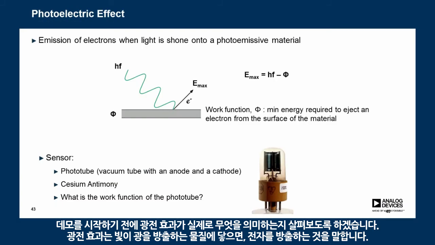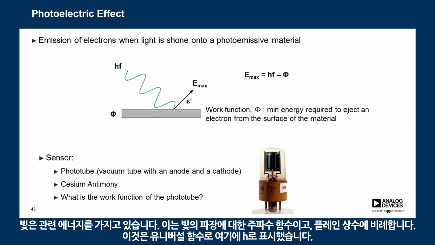Well, the photoelectric effect is the emission of electrons when light is shone onto a photoemissive material. And we know that light has energy associated with it. It's a function of the frequency or the wavelength of the light, and it's also proportional to the Planck constant. It's a universal constant, and we label it as h here.